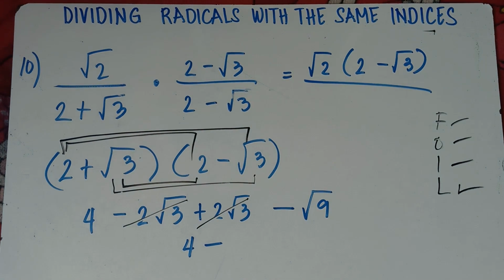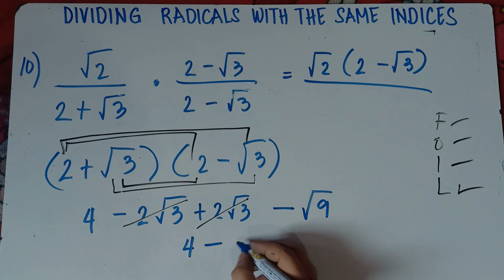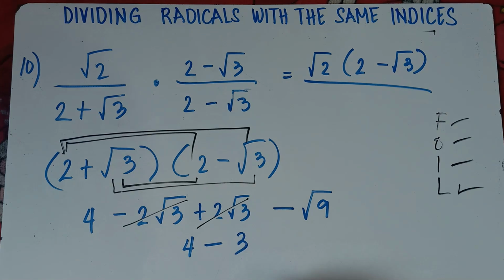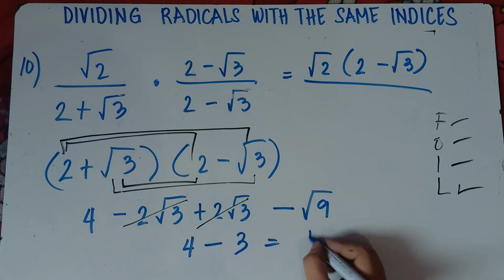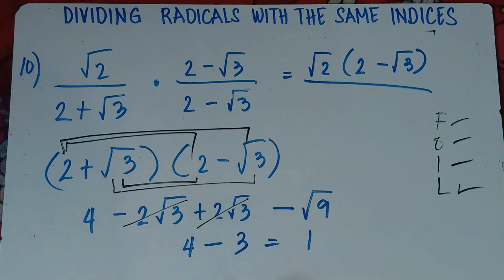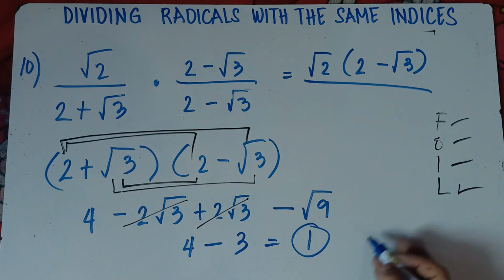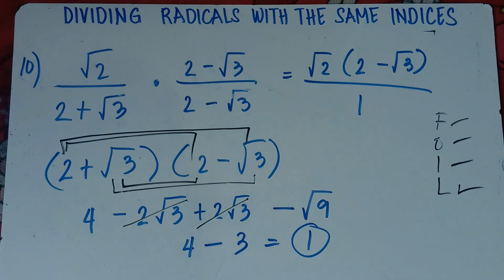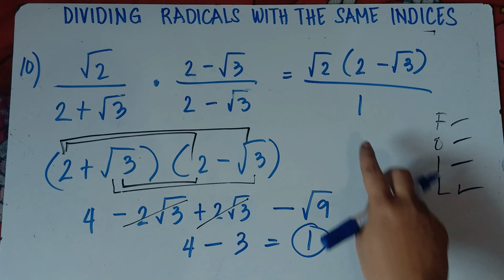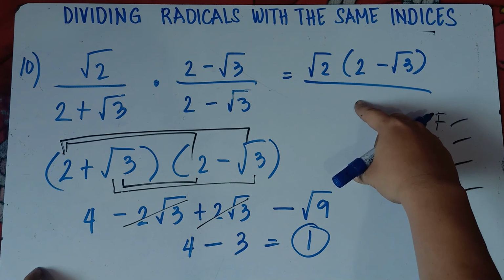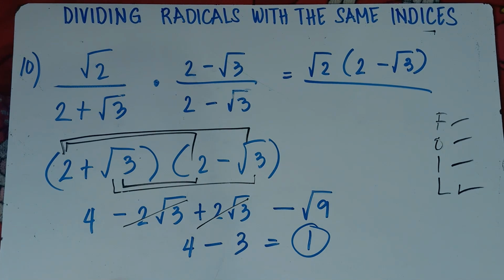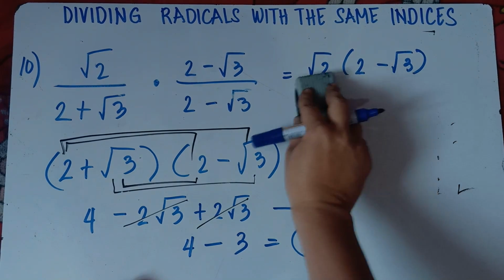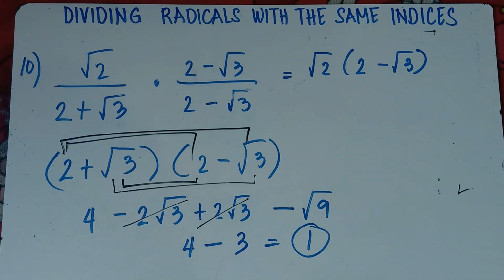What's the square root of 9? The square root of 9, that is 3. So 4 minus 3 is 1. When we multiply this one, the answer is just 1. Alright, so the denominator is just 1. So we can remove 1, class. Understood that there's 1 here. So we can just remove 1. Alright, so you can have this final answer, class, for number 10.